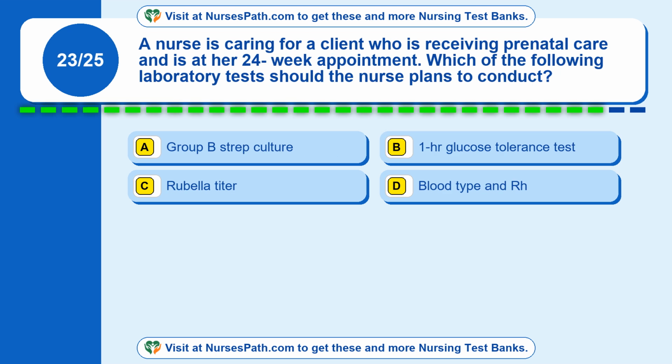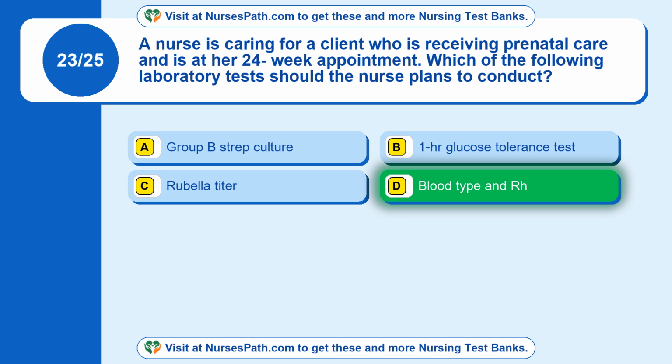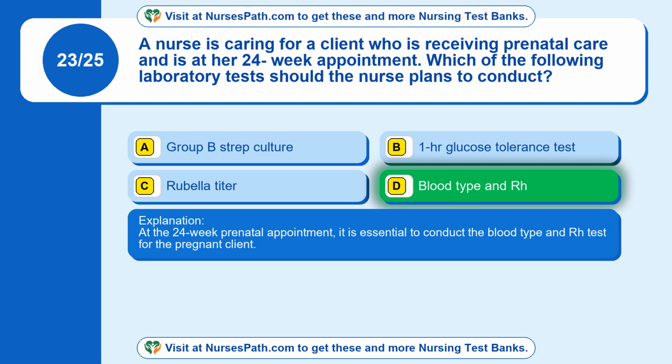Question 23. A nurse is caring for a client who is receiving prenatal care and is at her 24-week appointment. Which of the following laboratory tests should the nurse plan to conduct? Option A, Group B strep culture. Option B, 1-hour glucose tolerance test. Option C, rubella titer. Option D, blood type and Rh. The correct answer is option D, blood type and Rh. At the 24-week prenatal appointment, it is essential to conduct a blood type and Rh test for the pregnant client.